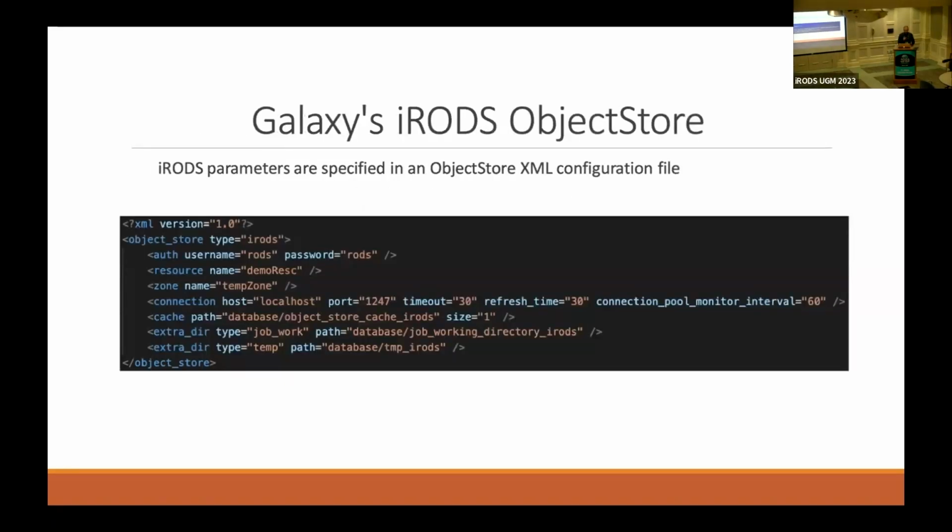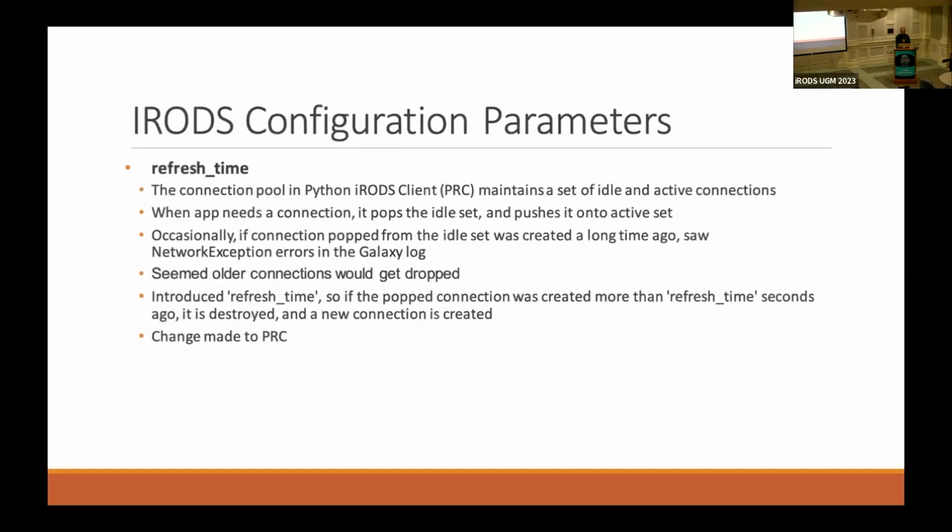And this is the iRODS object store configuration in Galaxy. Most of the fields are pretty common: username, password, etc. Two of them that are important are refresh time and connection pool monitor interval, which I'll talk about.